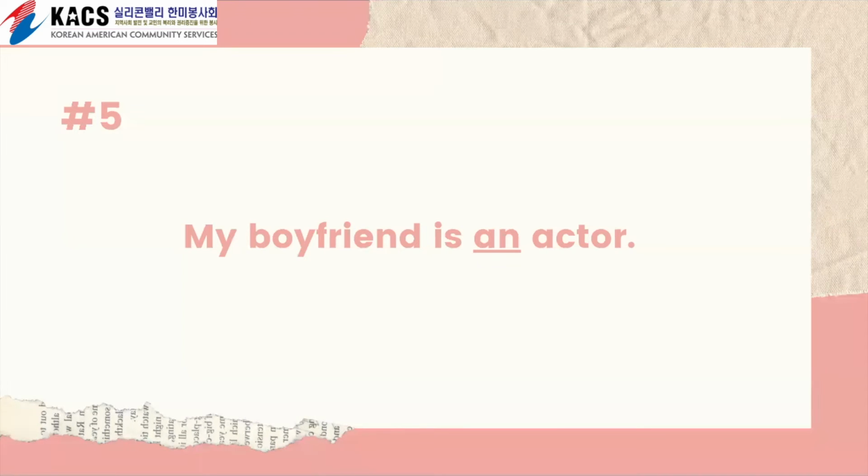In this case, we would use the word an because the word right after it, actor, begins with the letter A. And remember, we use an when the words after it begin in a vowel, which is true for this case. So this is why it would be, my boyfriend is an actor. Let's move on to the 6th problem now.